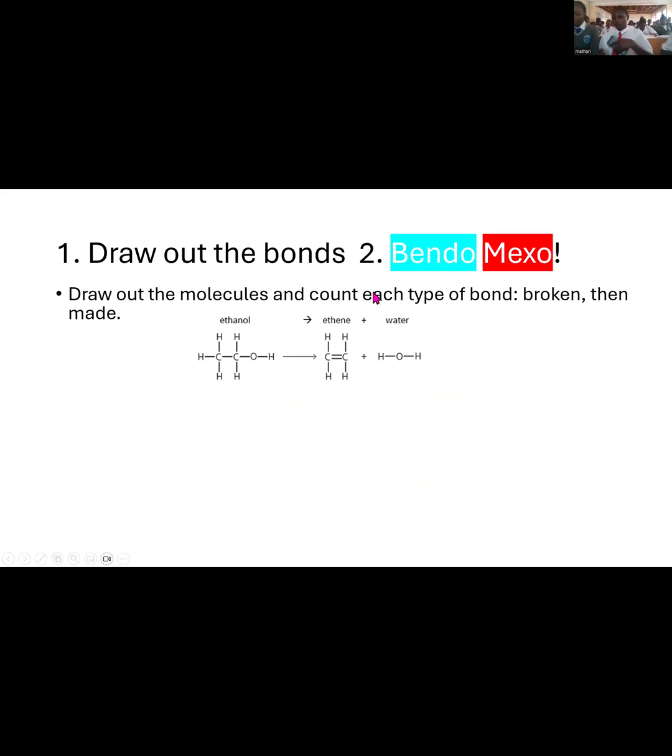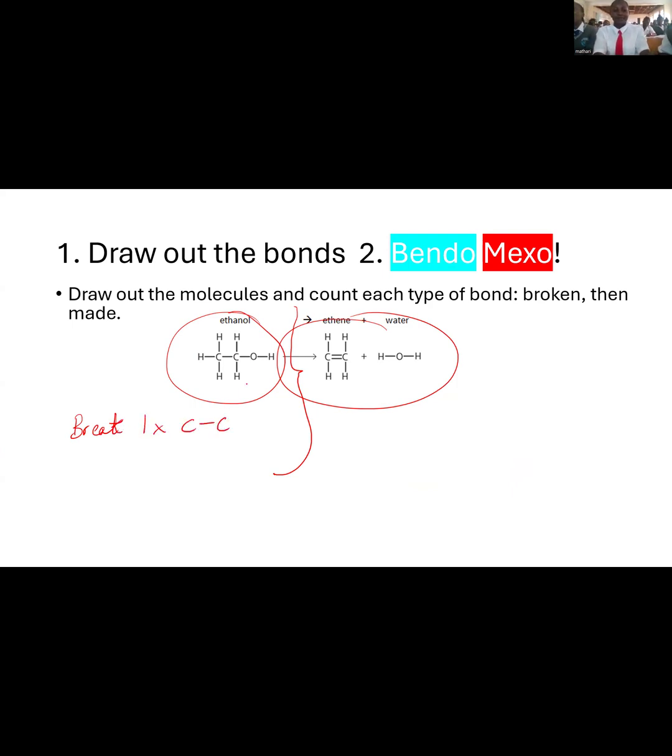So what I do is I try to work out what I've got to break and what I've got to make. Between these two, it's going to turn from this chemical on the left into these ones here. So I'm going to break one carbon-carbon. There it is. So I suggest you go like that when you've done it.